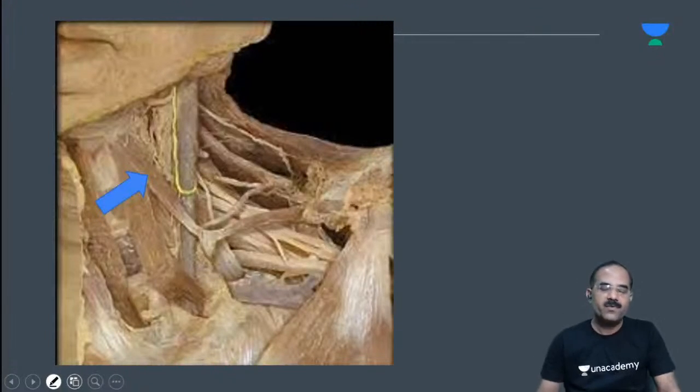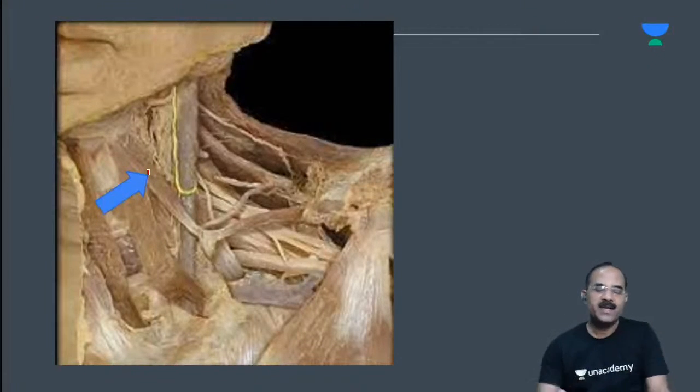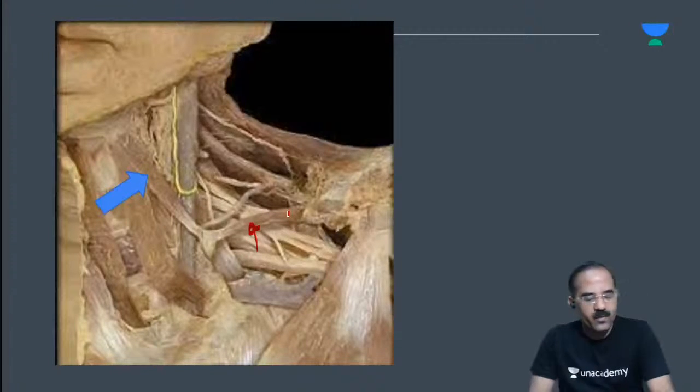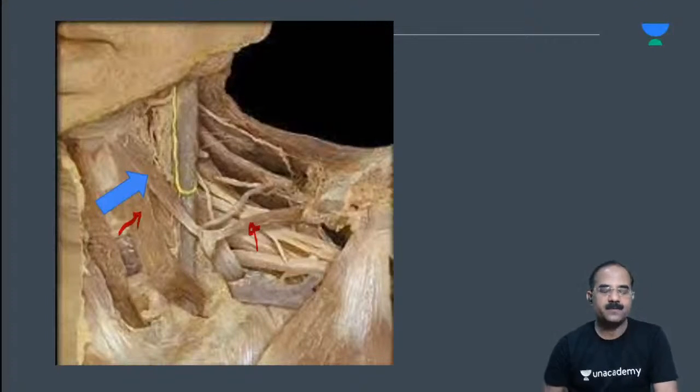Digastric, right? So what is this which is pointed here? That's the superior belly of omohyoid. And what would this be? This would be the inferior belly of omohyoid. If that's the superior belly of omohyoid, what is this muscle?